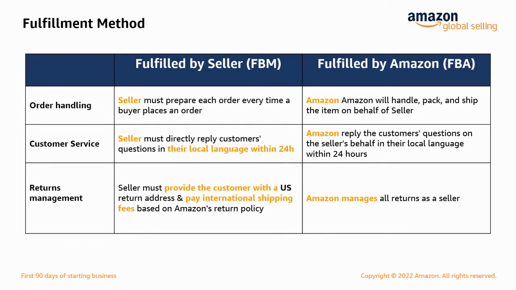Right, so what you need to do is prepare your own handling of your order, answering customer service, and handling any potential returns. Another option is FBA, Fulfillment by Amazon. If you use these services, Amazon will pick, pack, and ship the item on your behalf. If there are any customer questions, they will be able to assist in the local language within 24 hours. And for any returns, Amazon will also collect the returns for you. And then on your Seller Central account, you can see the return reason as well.